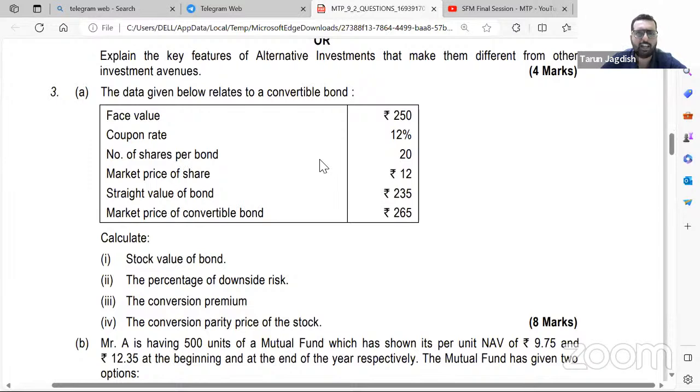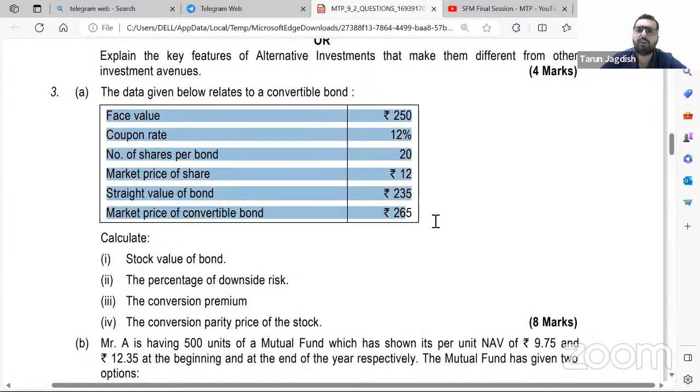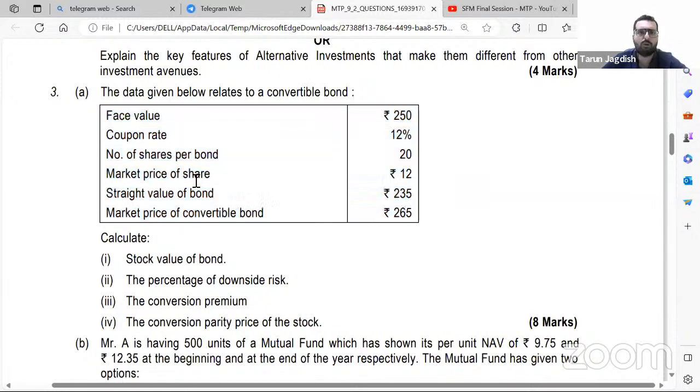Question number 3A. Friends, this type of question we have done in RTP also, MTP part 1 also, Super 25 also. All right. So let us do this one question also. I think exactly same question we have done it before. Am I right, friends? You might not be remembering. So let's do it now.